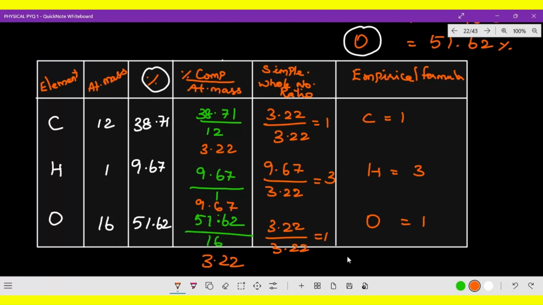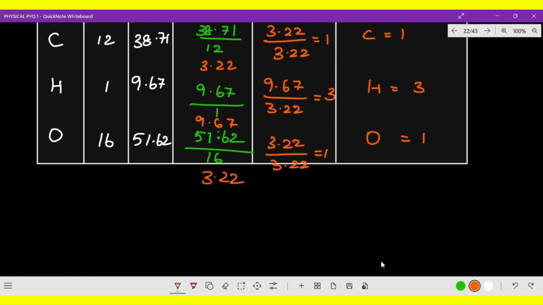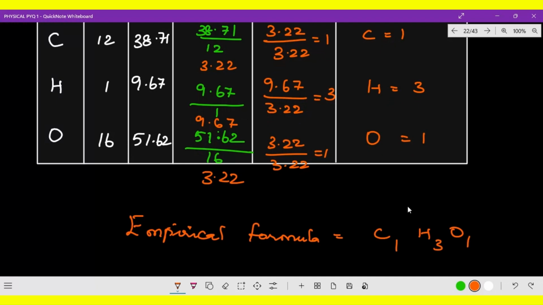So here they are asking only for the empirical formula. They are not asking about molecular mass, or to find that n, nothing. So directly the empirical formula, they have given formula only, right? So the empirical formula is carbon, hydrogen, oxygen: carbon 1, hydrogen 3, oxygen 1. So CH3O is the empirical formula.